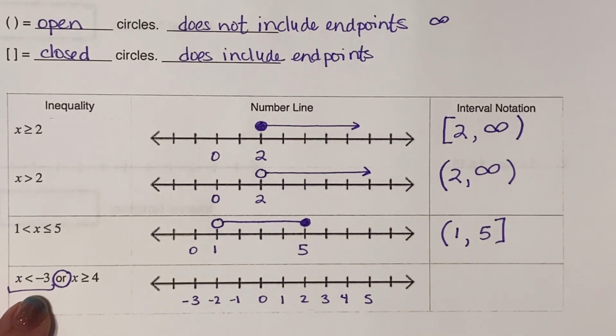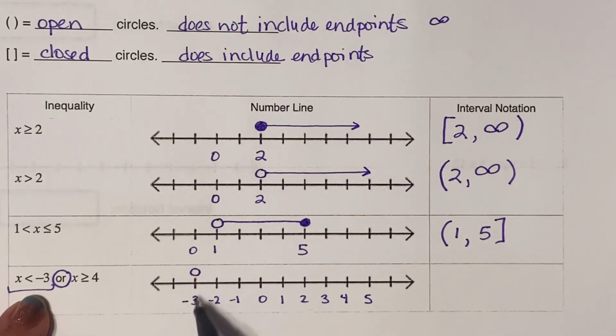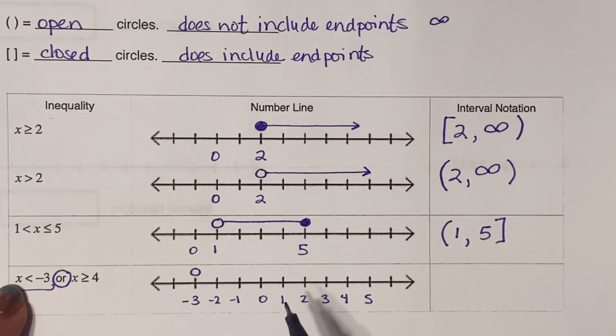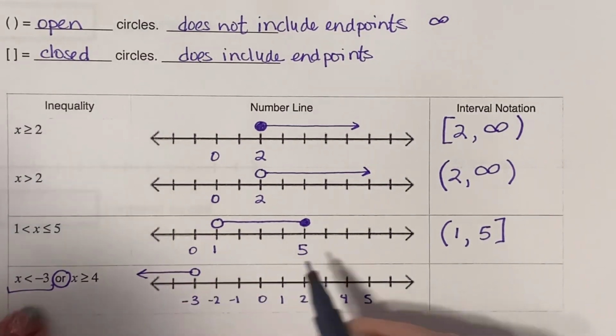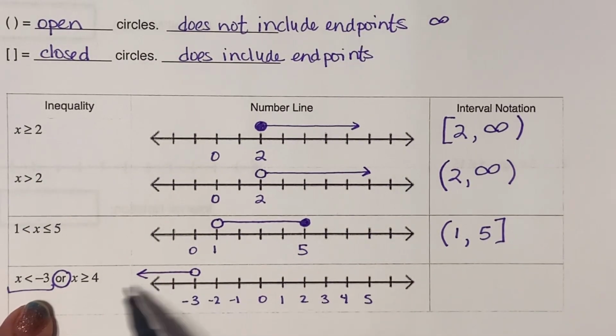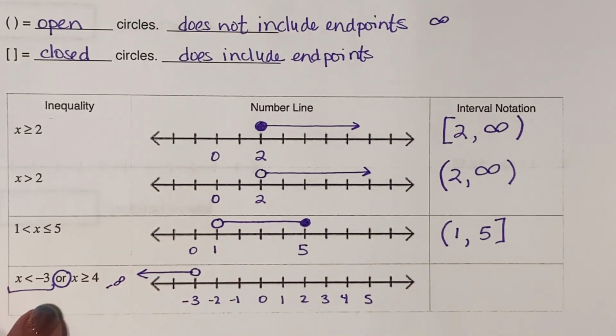X is smaller than -3, so I'll drop, here's my -3. -3 is not included, so it's open. X is smaller than that, so I'm looking at all of these values that are going to the left. So -4, -5, so on, all the way toward -infinity is what we call that. Infinity in the negative direction.